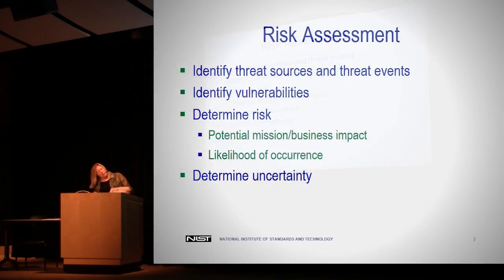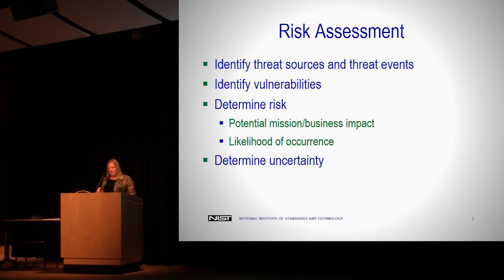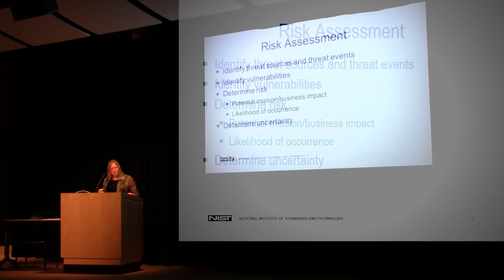I'm not sure why I redid all these slides, but anyway, sorry about that. In risk assessment, we identify our threat sources and threat events. We identify vulnerabilities, and then we determine the risk: what is the impact, and what is the likelihood that it's going to occur. We also talk about uncertainty with risk assessment. So where in our risk assessment were we making subjective decisions, and where were we uncertain about the decisions we made? We note that down so that we have better understanding.